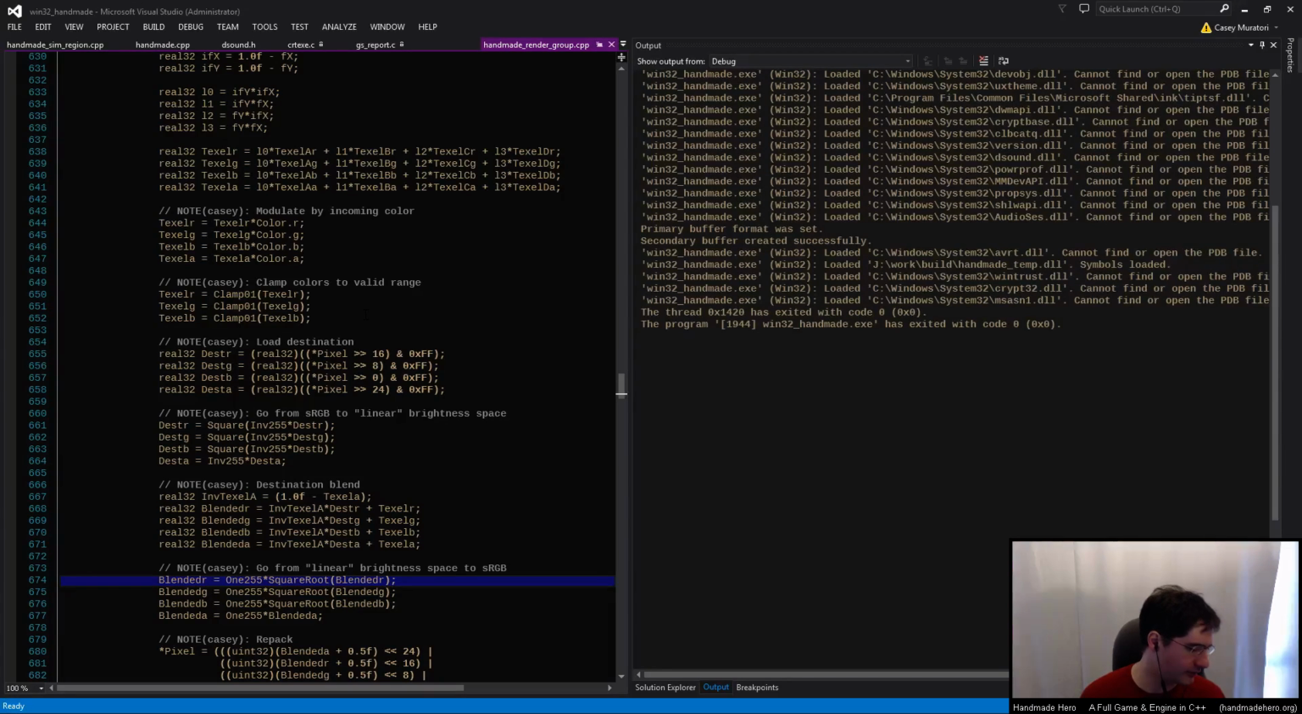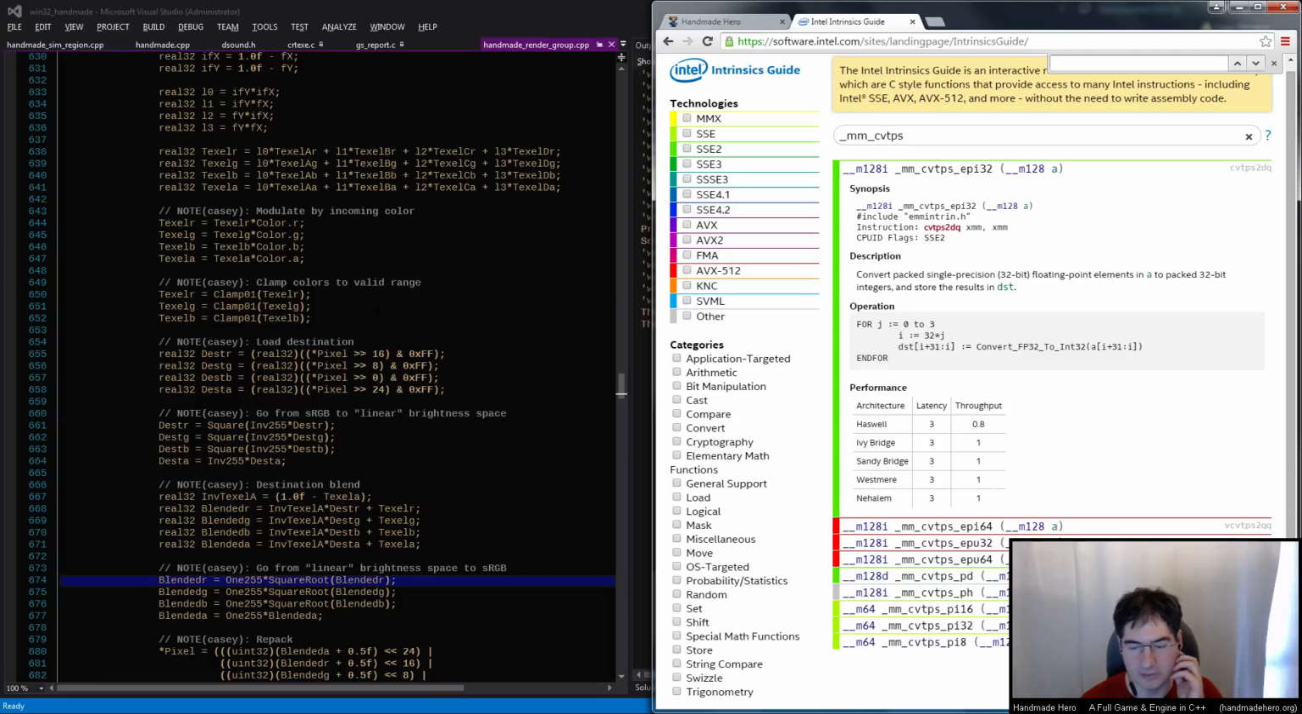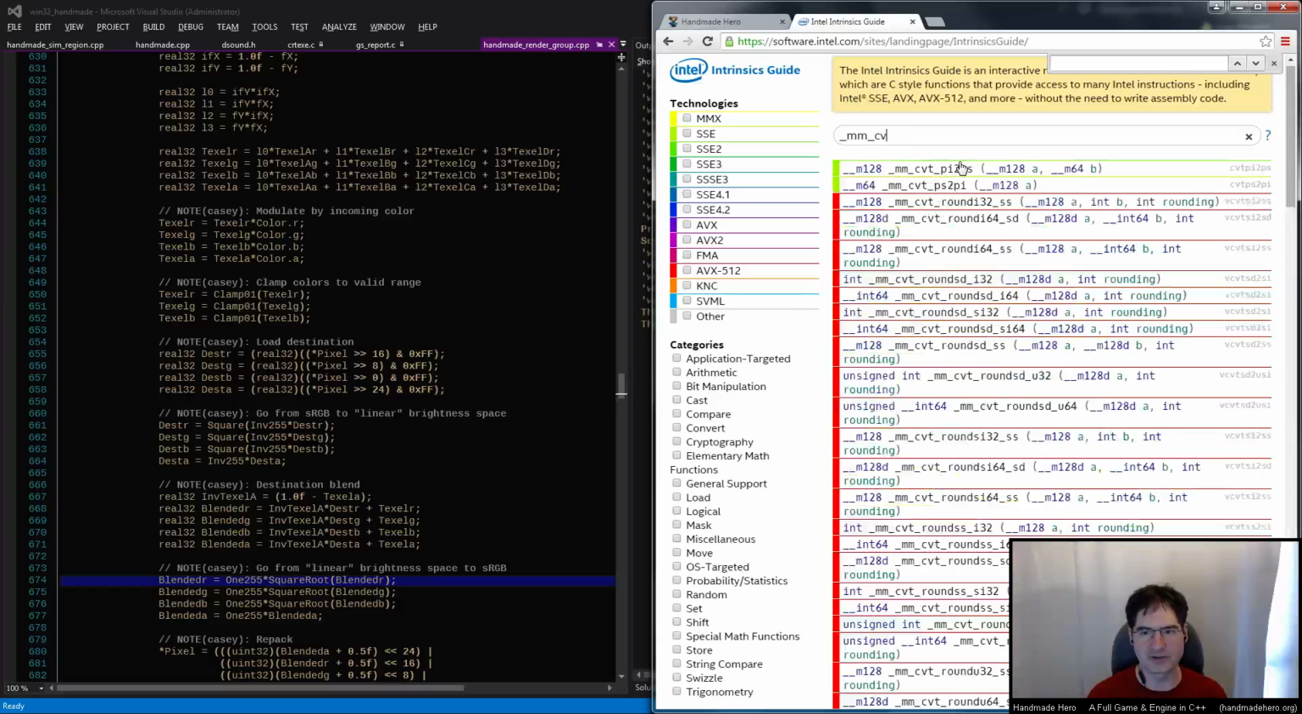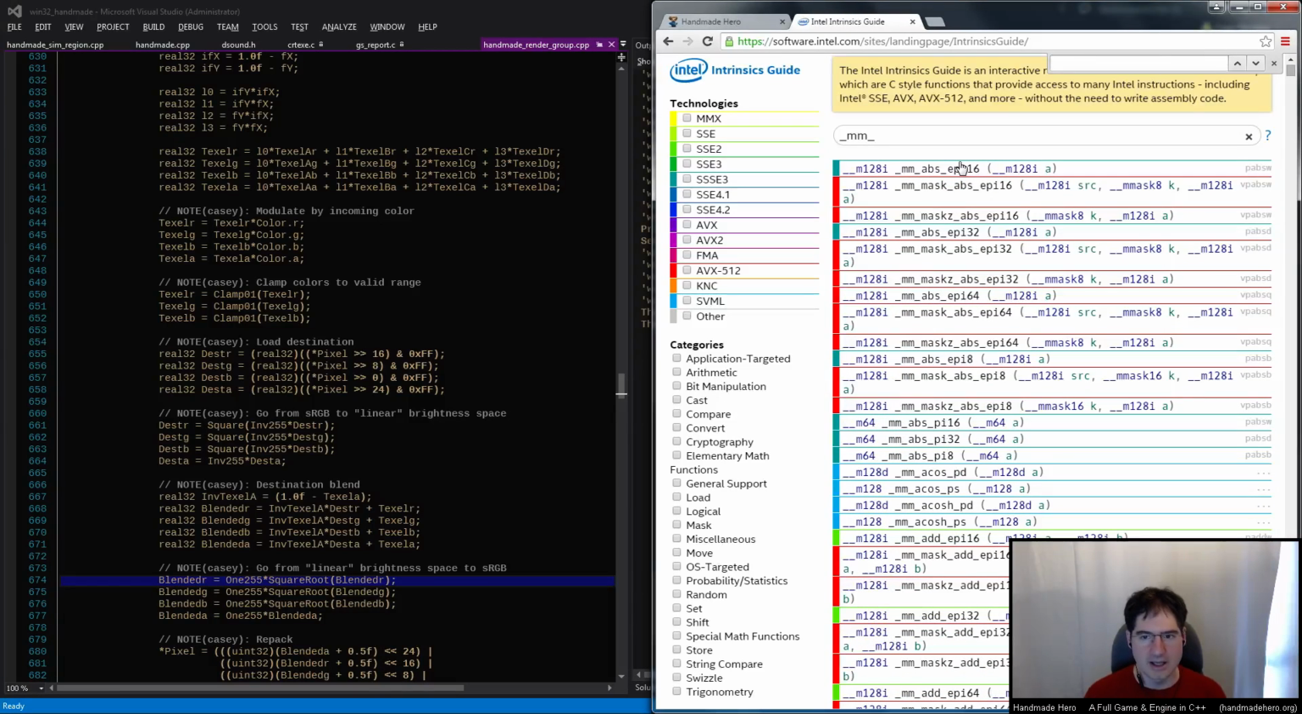Sqrt SS versus Sqrt PS versus Sqrt PD. Okay, so this is just ridiculous. We'll talk a little bit about this tomorrow. And it always confuses me to no end anyway. But for whatever reason, when they introduced these intrinsics, they're _mm. I think that might have stood for multimedia or something. I don't even know. Don't ask me.